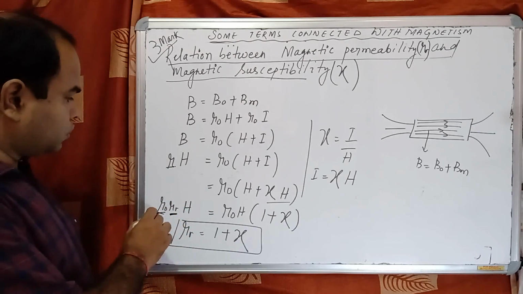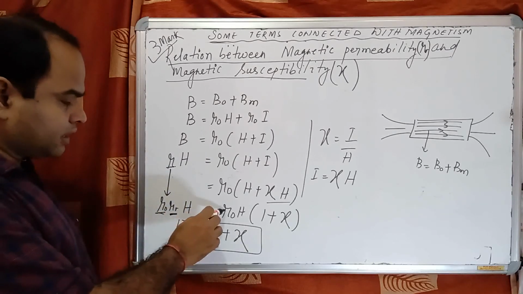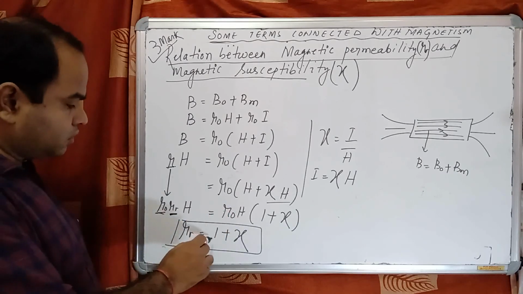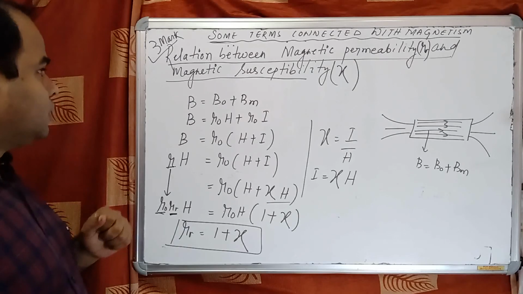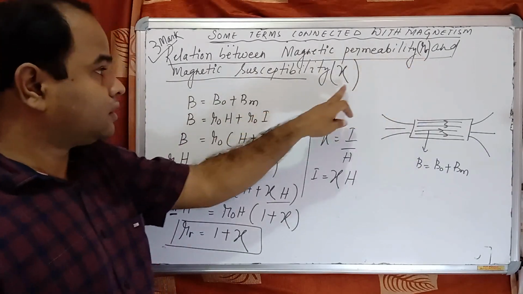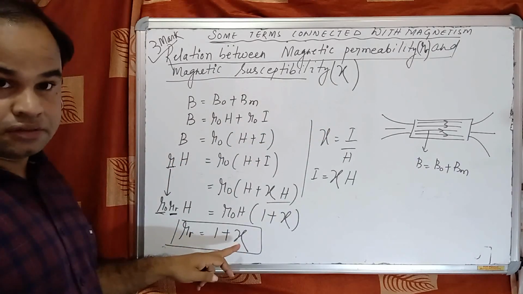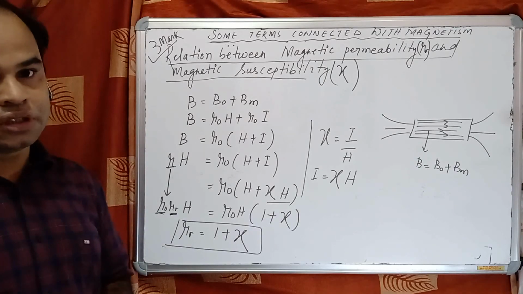Putting this in, mu naught cancels and H cancels, so mu r is equal to 1 plus psi. So the relation between relative permeability and susceptibility is mu r equal to 1 plus psi. This is a 3 marks question in the board exam.